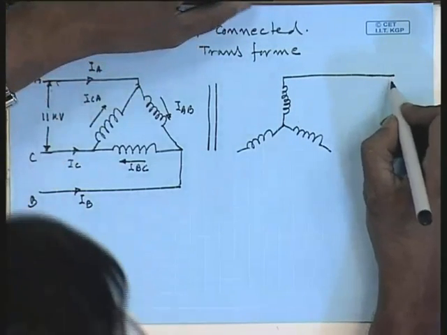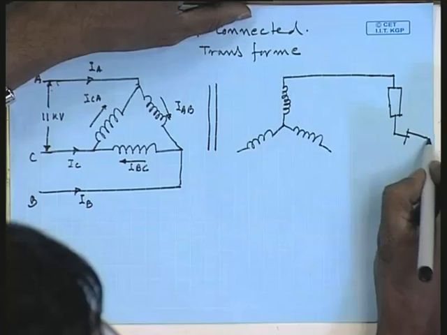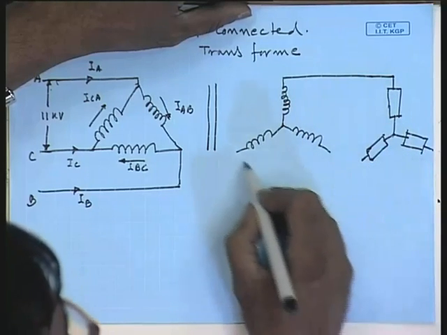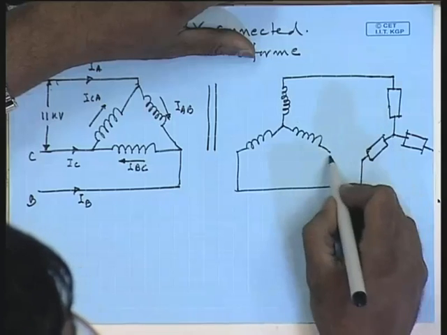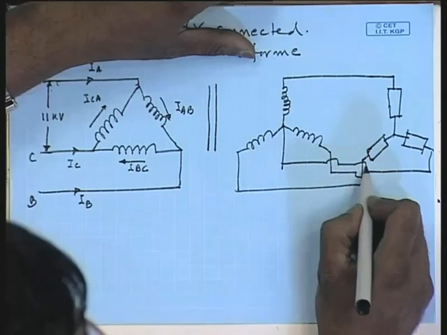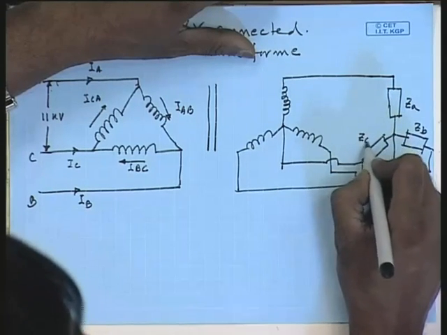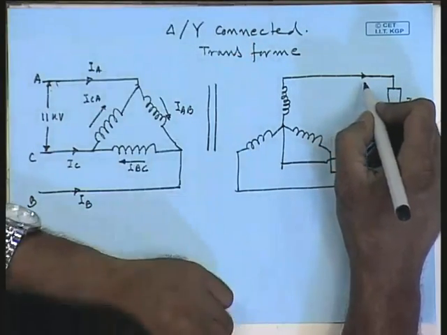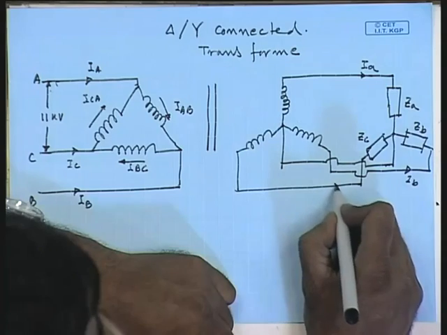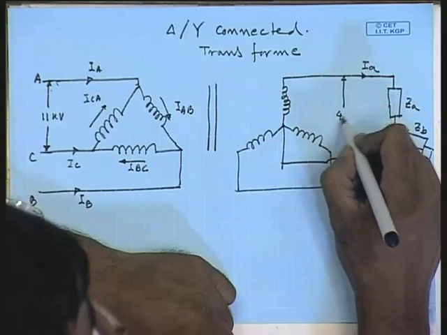And it supplies the same set of unbalanced load, but now the neutral of the load is connected to the neutral of the low voltage winding. So, this is ZA, this is ZB, this is ZC, this is the line current IA, this is the line current IB and this is the line current IC, and the voltage between two lines here is 400 volts.